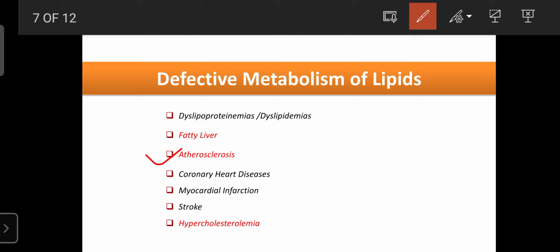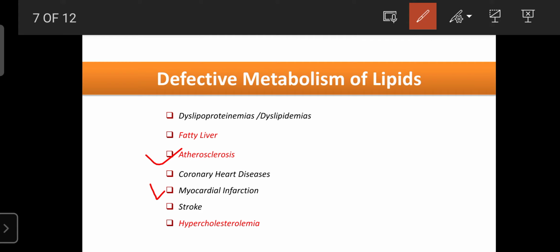Next is myocardial infarction. Due to accumulation of fat, the myocardium, or the tissue of the cardiac muscle, fails or is inflamed. That condition is known as myocardial infarction. That also occurs due to abnormal metabolism or accumulation of lipids. And stroke is the accumulation of lipids in the brain, which can create a deficiency in the supply of oxygen to the brain. Then the brain can suffer from a stroke. Due to stroke, death can also occur.